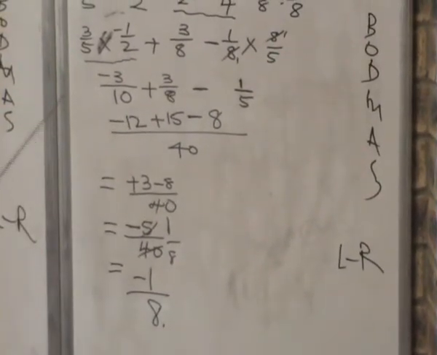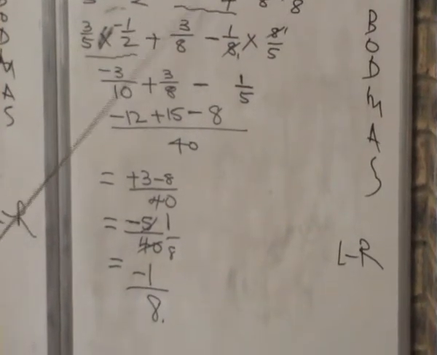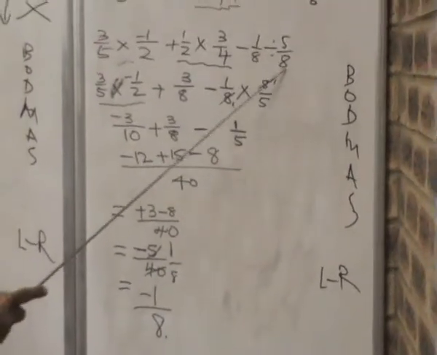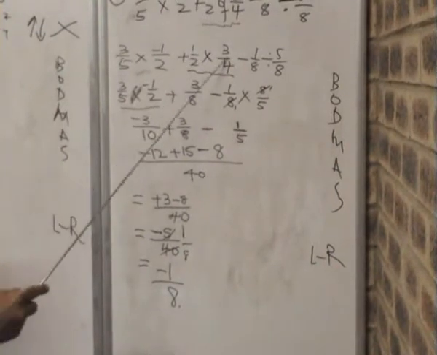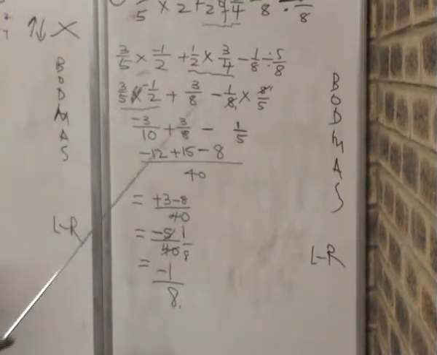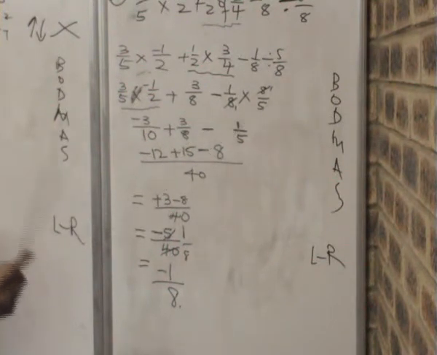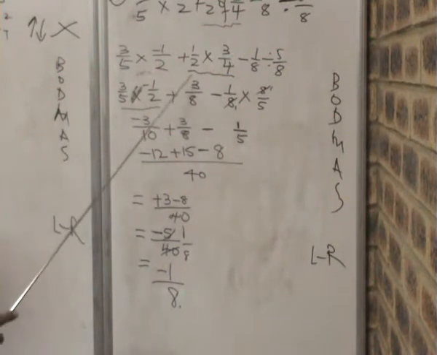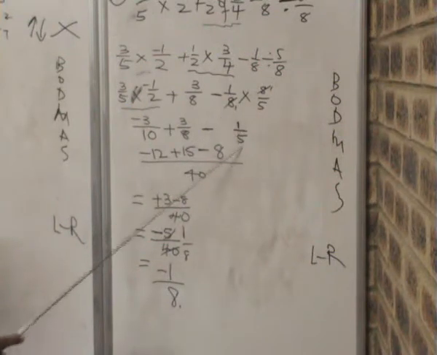Now remember, in maths, you must check your work. So there's your 3 fifths times minus half plus half times 3 quarters minus 1 over 8 divided by 5. Fine, there's your 5, that's fine. 1 times 3 is 3, 2 times 4 is 8. 1 over 8, divide becomes multiply, invert, correct. 3 times minus 1, minus 3, 5 times 2, 10, fine. Plus side, 3 eighths, minus, minus. 1 times 1 is 1, 1 times 5 is 5.